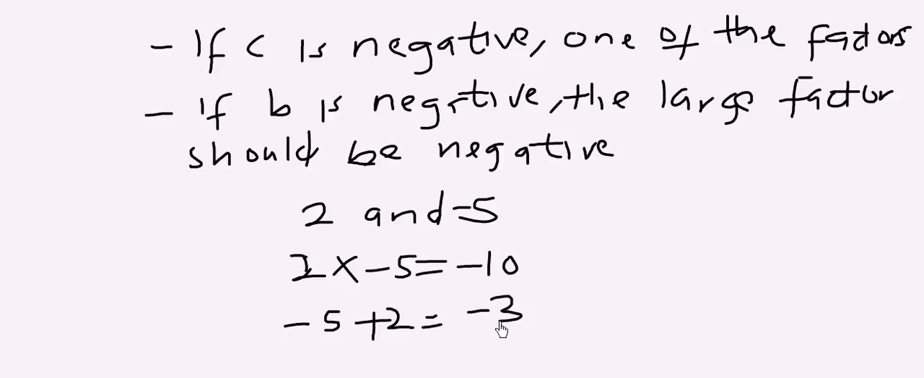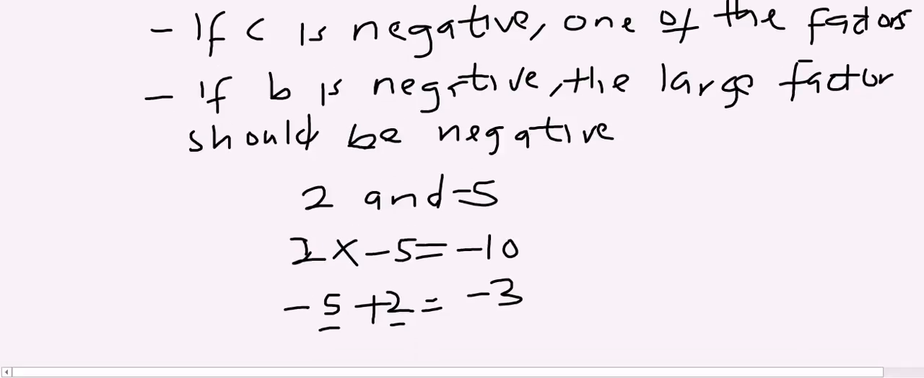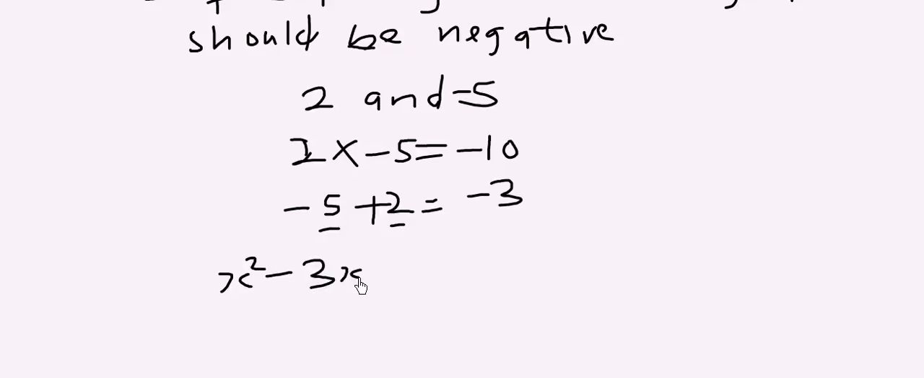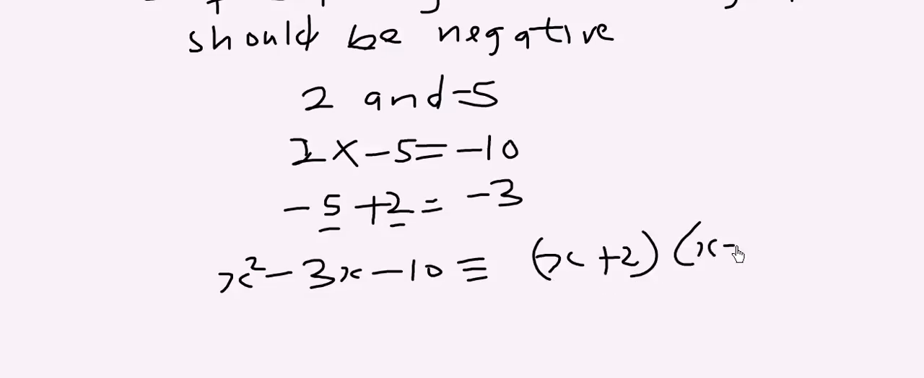What it simply means is that if we have a deficit of 5, and you're adding 2 to it, it means that we still have a deficit of 3. So minus 5 plus 2 gives us minus 3. So the factors are simply 2 and minus 5. So that we can say that we factorize x squared minus 3x minus 10. We simply have x plus 2 and x minus 5. So this is the solution to our question.